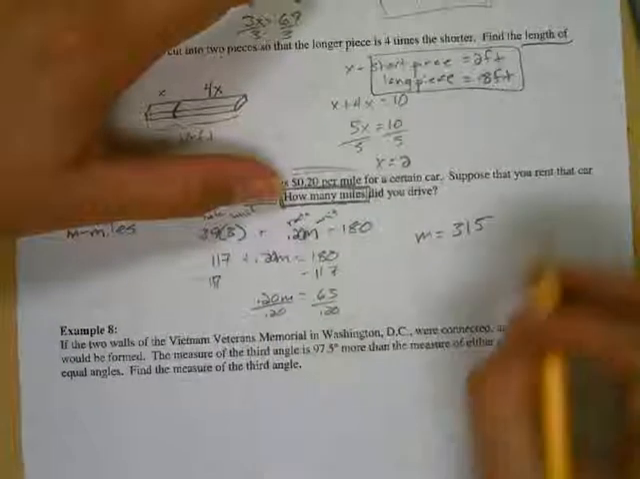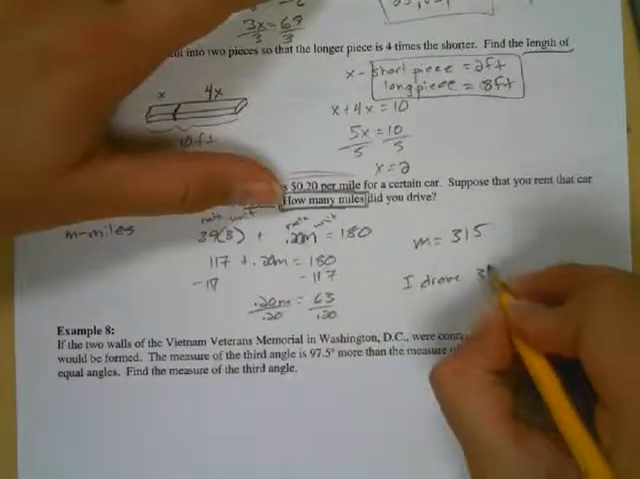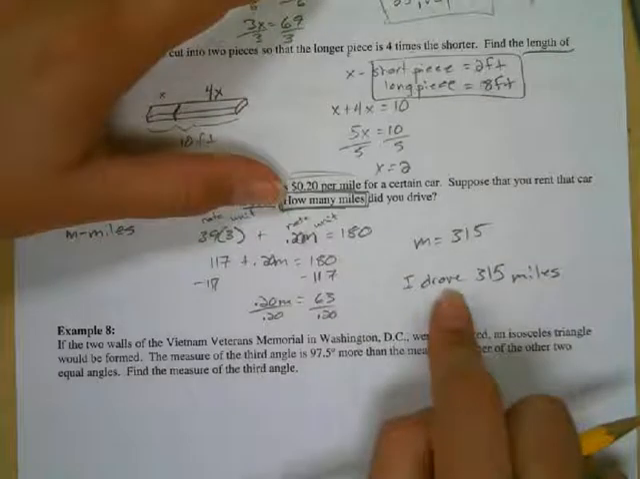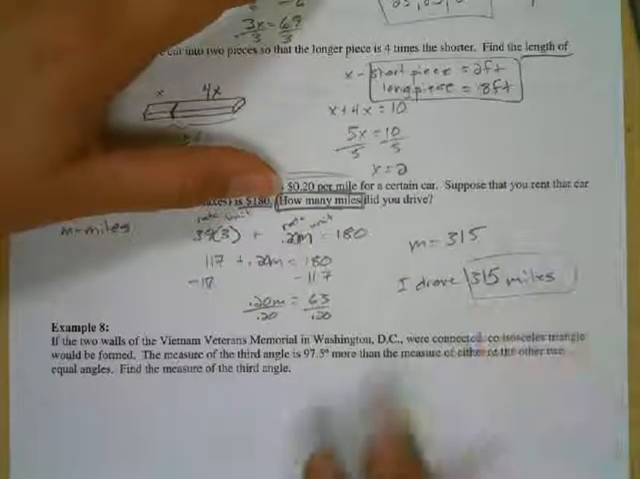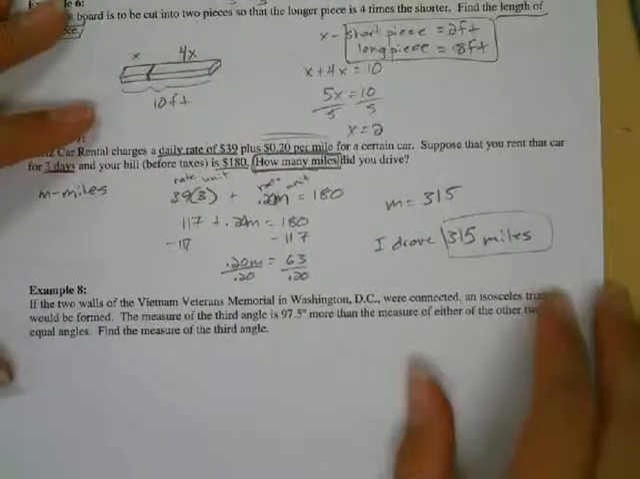So my answer there, how many miles did you drive? I drove 315 miles. Now you don't necessarily have to do the "I drove" part, but you do have to do the unit. So 315 miles is my answer. Make sure your units always match up.